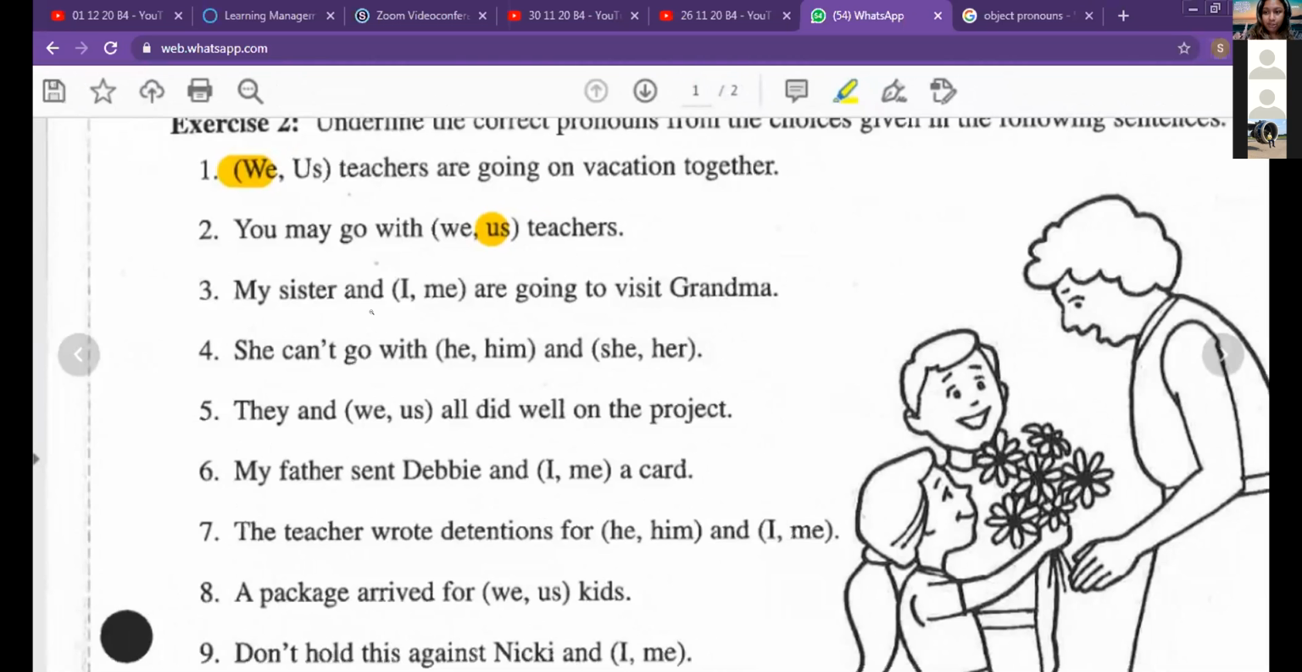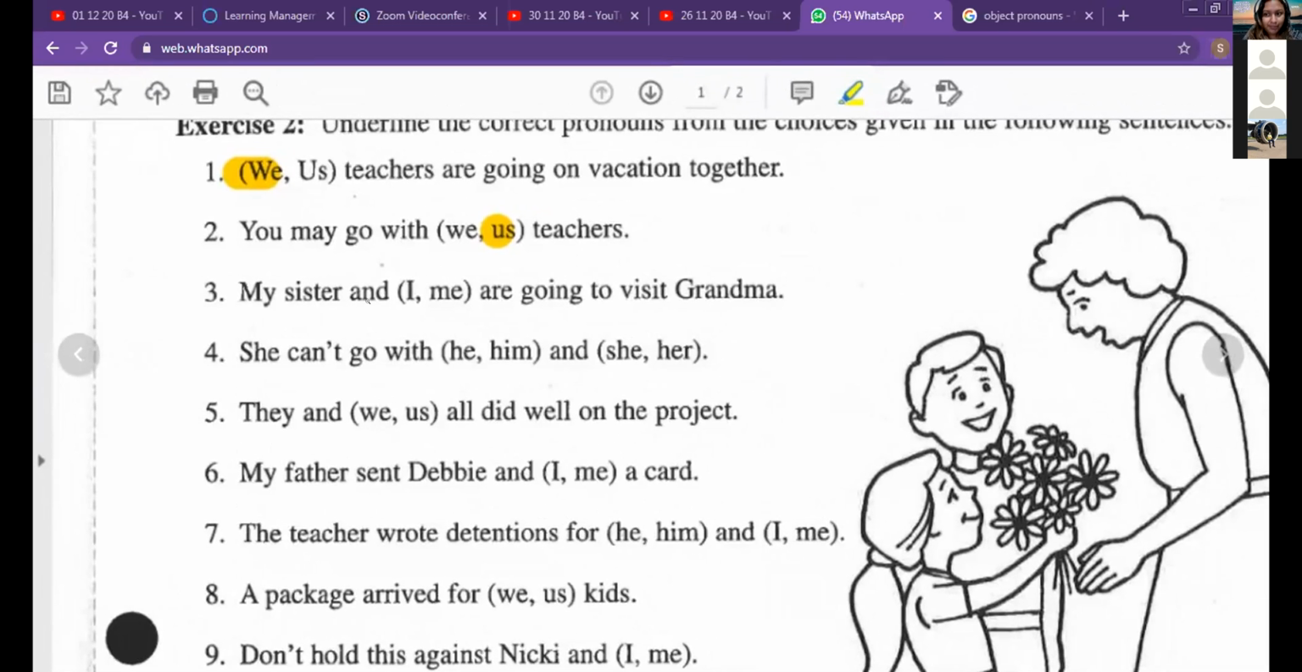I'm going to show you another case in which after and we're going to have me. I'm going to explain that to you. In this case, we say my sister and I because we are identifying the people in the sentence.